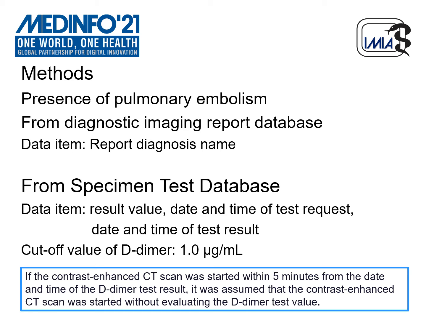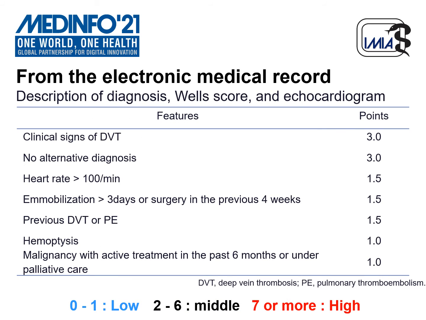If the contrast-enhanced CT was started within 5 minutes from the date and time of the D-dimer test result, it was assumed that the contrast-enhanced CT was started without evaluating the D-dimer test value. These data items were extracted from the electronic medical record. This table shows the features and scores of the Wells score. A total of 0 or 1 point is low, 2 to 6 points is medium, and 7 points or more is high.